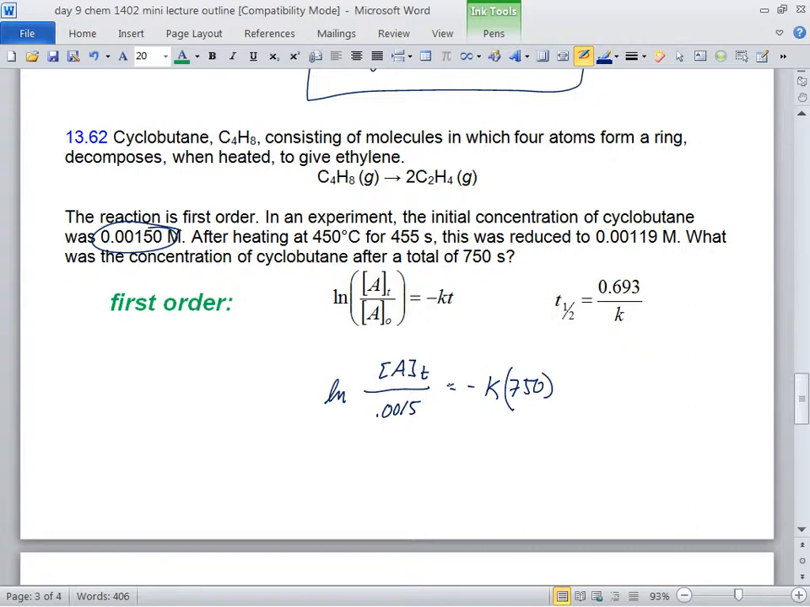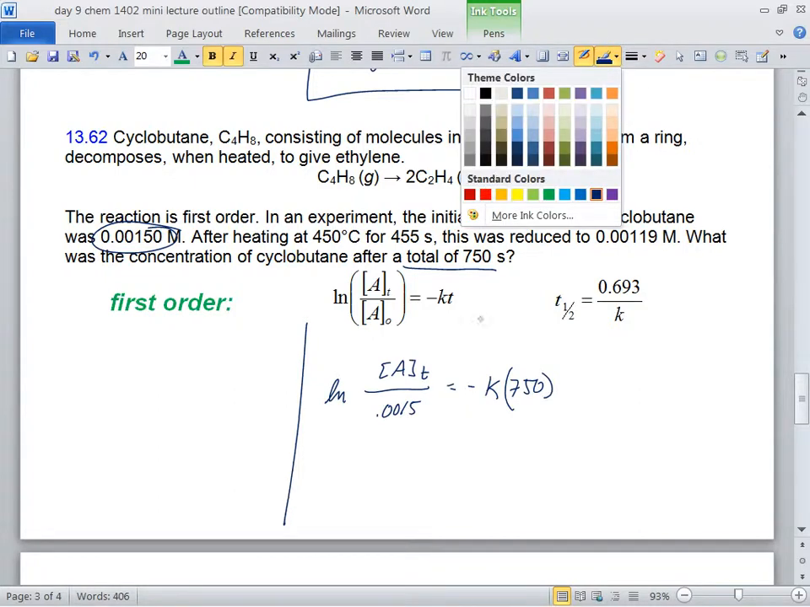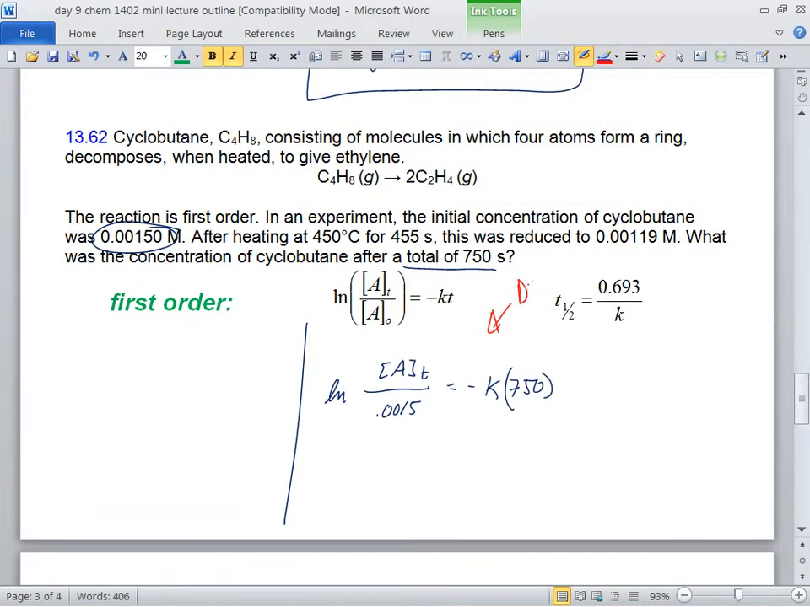The T is 750 because they want to know the concentration at 750. So I got to have the 750 in there. I'm going to solve for that guy. Here's my initial, but I'm missing k. So what do I got to do first? This is a two-part question. Do this part last. First, do this. Find k. All right?